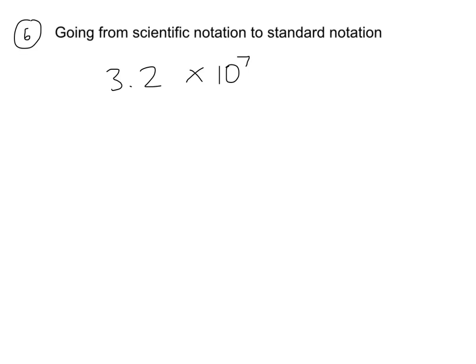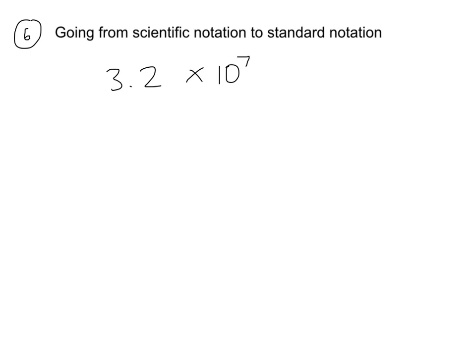But before I do that, let's think about what we have here. I have a number that's between 1 and 10, or greater than or equal to 1, but less than 10. And it's times 10 to the positive 7, okay? When I have a positive exponent, this means I'm representing a number that is bigger than 3.2. If this was a negative 7, I'd be representing a number that is smaller than 3.2. But it's positive, so it's representing a number that's bigger than 3.2.